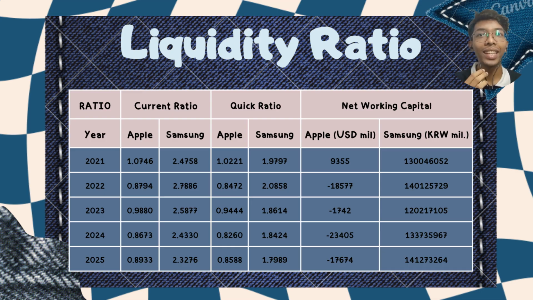Let's start with the liquidity ratio. Based on the trend from 2021 to 2025, Samsung consistently recorded higher current and quick ratios than Apple, indicating stronger short-term liquidity throughout the period. Apple's liquidity ratio remained below 1 for most years and its net working capital became negative after 2021, while Samsung maintained positive working capital across all 5 years. Overall, the trend shows that Samsung had a stronger and more stable liquidity position compared with Apple.